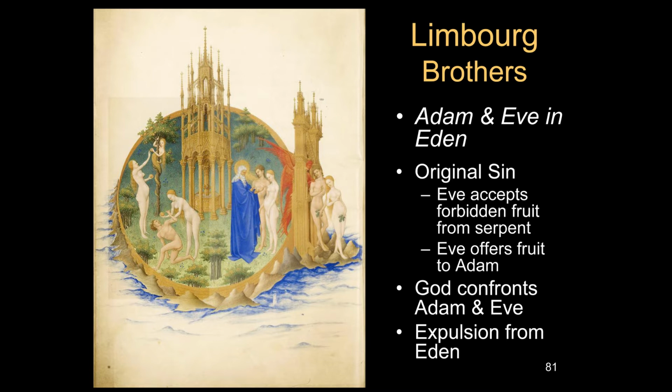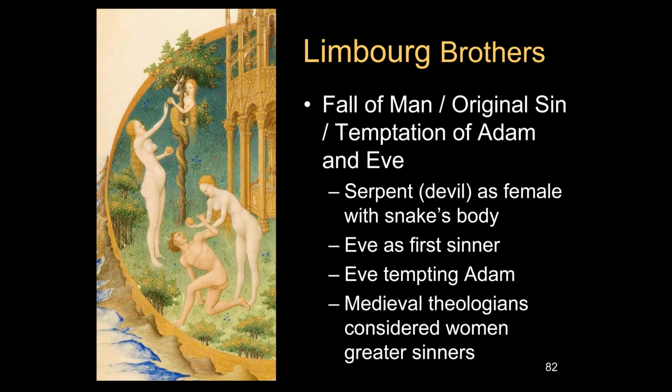And so God is confronting them, and they're learning their penalty. They are to be expelled from Eden. They will have to make their living by the sweat of their brow, and Eve will have to give birth to children in pain. And so here we're going to look a little closer at this. You'll notice that the serpent has the upper torso and head of a woman.